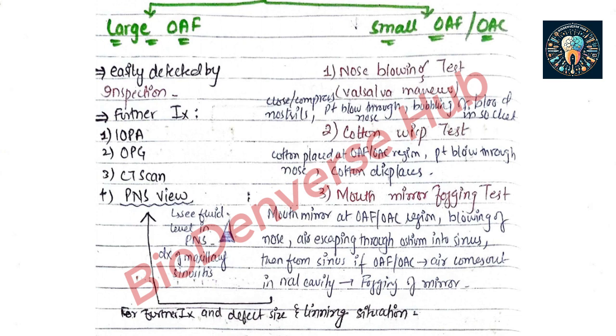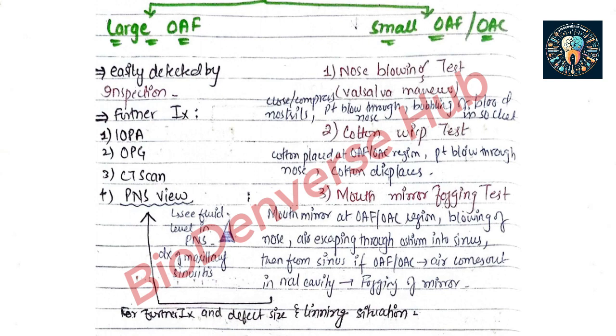Now we will be discussing the diagnosis and confirmation of the large oroantral fistula. It can be easily detected by inspection, as the opening is quite large. Further, you can do investigations as well. You can do intraoral periapical radiographs, OPGs, CT scans or the PNS view. In the PNS view, you will see the fluid level, which will be a diagnosis of maxillary sinusitis as well. For further investigation of defect size and lining situation, you can also go for other investigations.